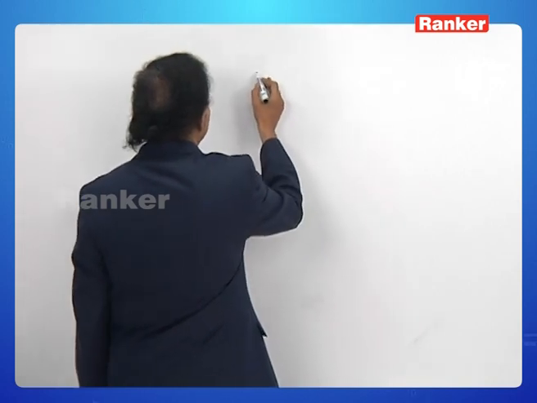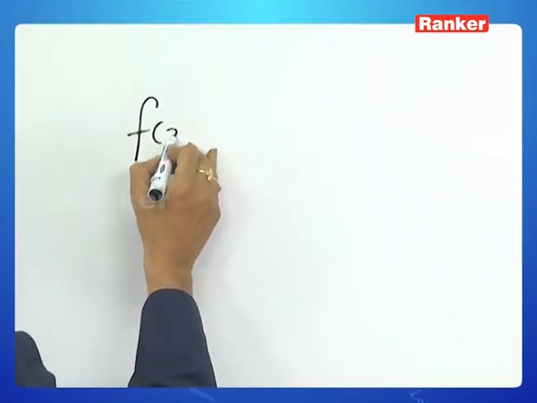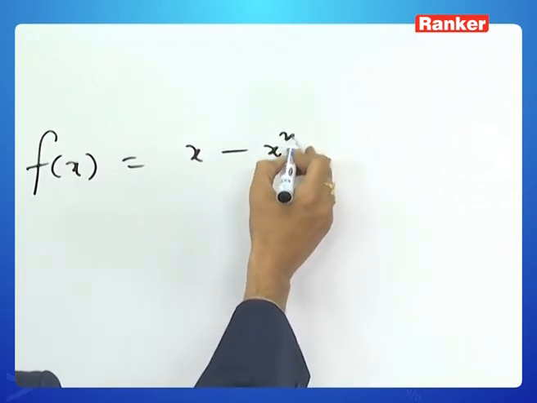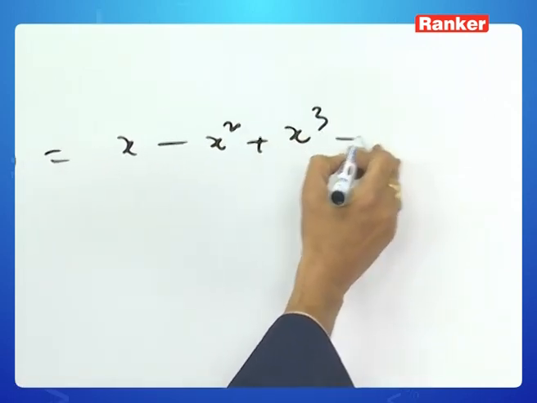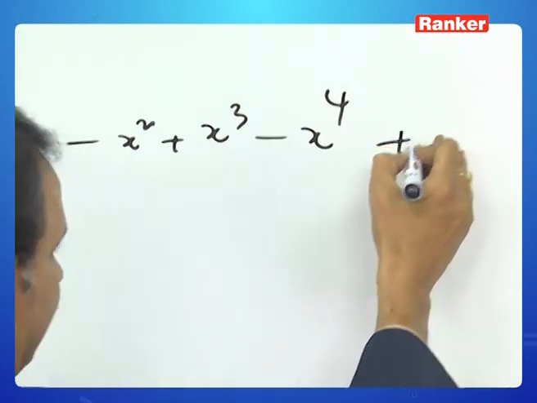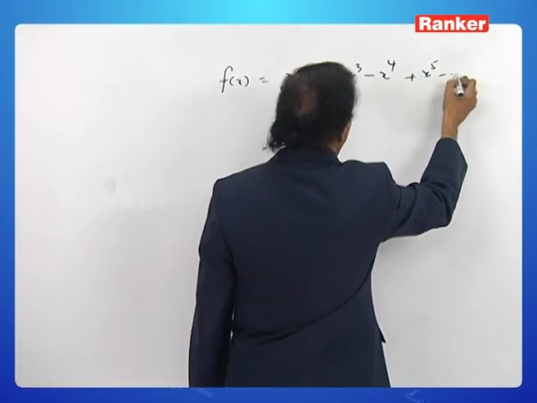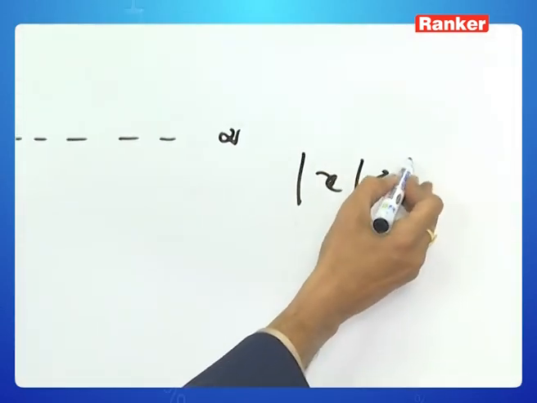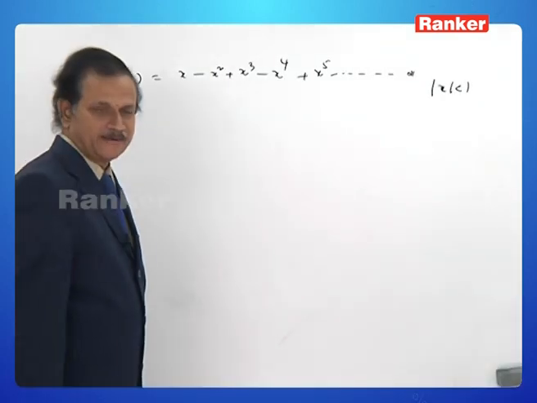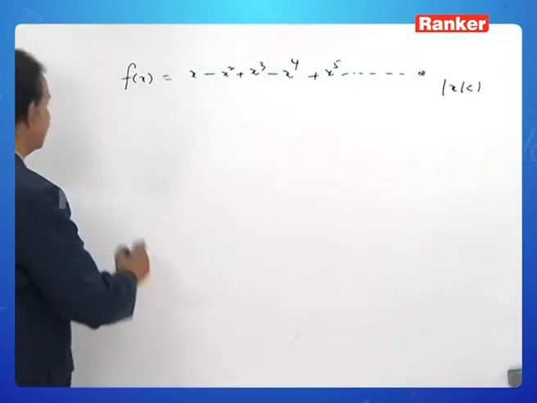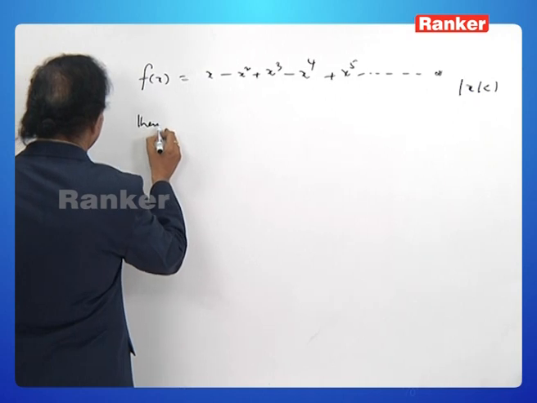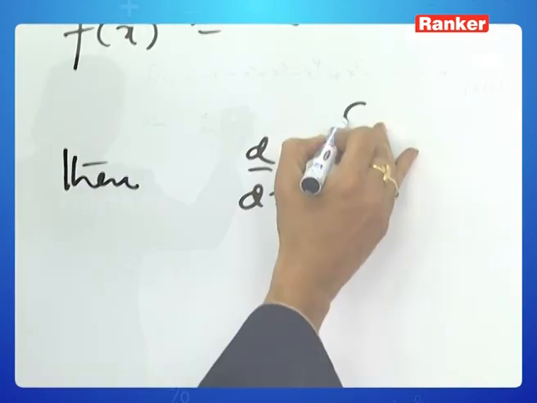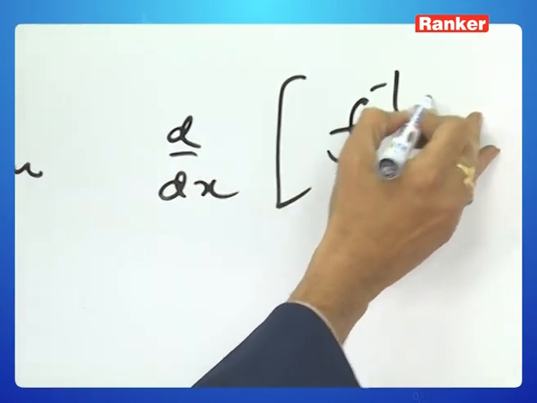f(x) is equal to x minus x square plus x cube minus x power 4 plus x power 5 and so on to infinity, with mod x less than 1. Then, d by dx of f inverse of x.